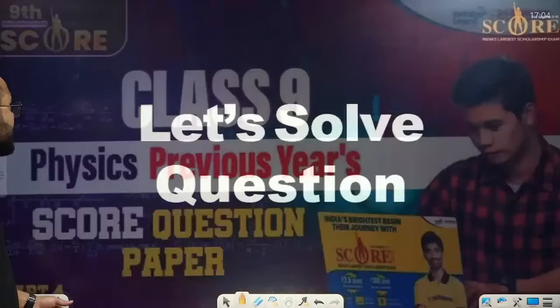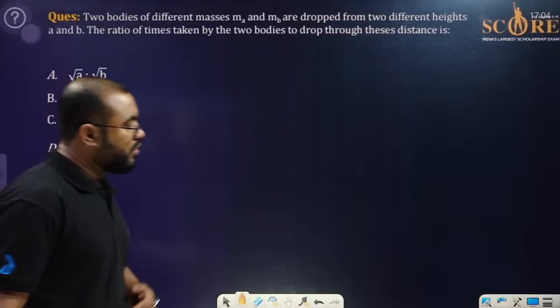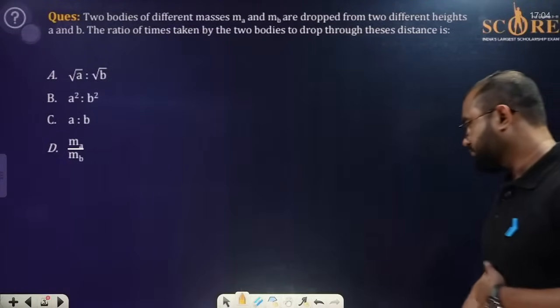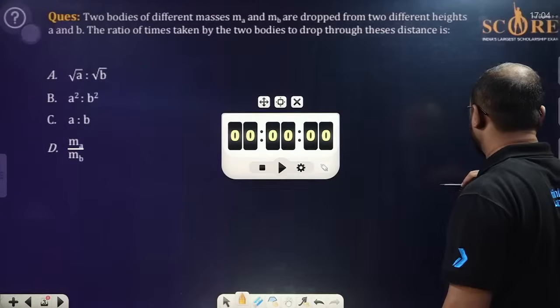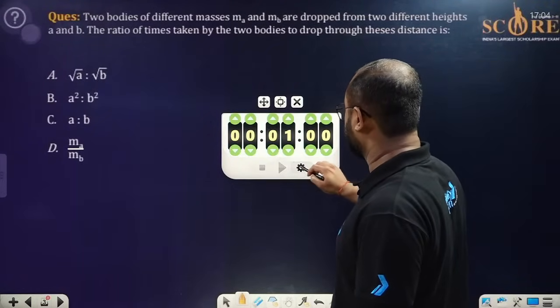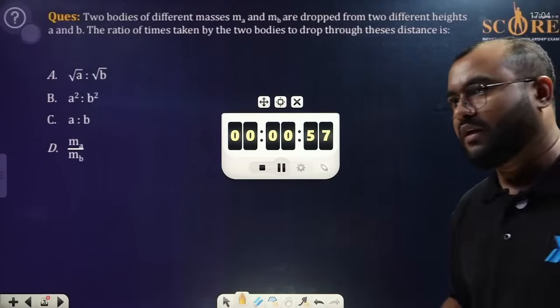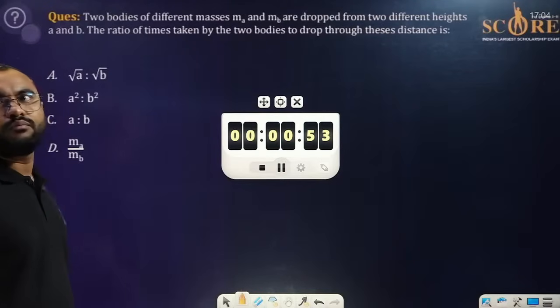So here comes our first question, and I request you all to please let me know the answer for the following. Let me give you a timer of 1 minute. What will be the answer for the following? What do you think? What do you believe? Two bodies of different masses, M1 and M2, are there.